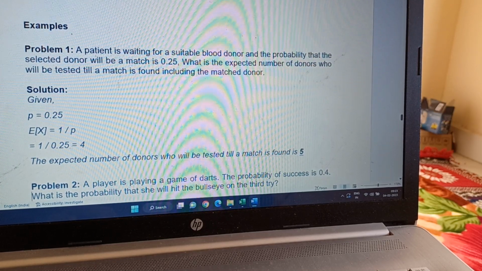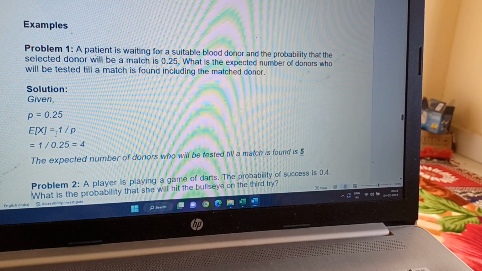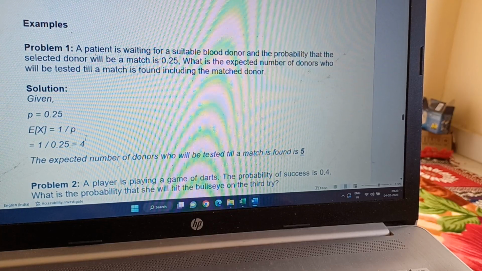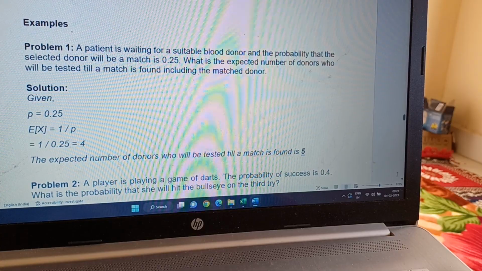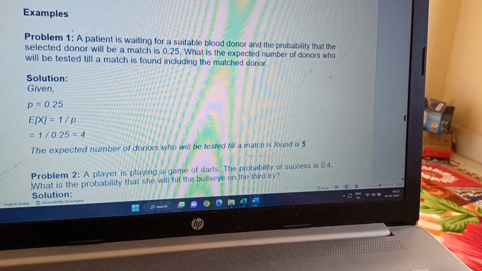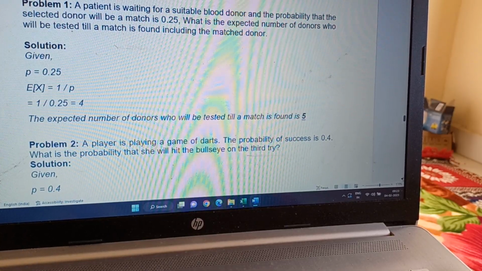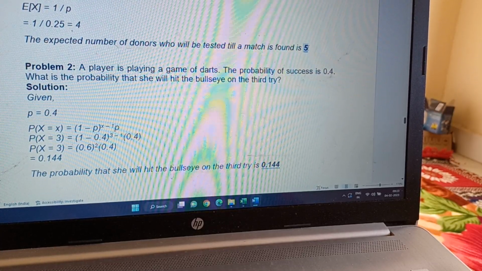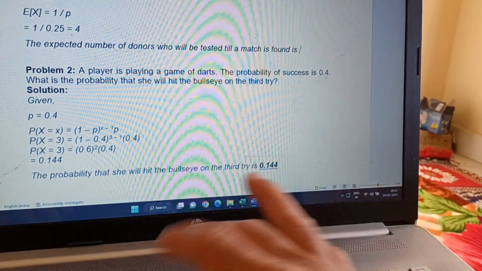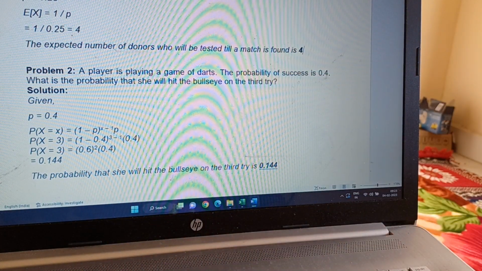So, we have p is equal to 0.25. Expectation of x is equal to 1 by 0.25, and it becomes 4. So mean is 4. That is the expected number. So the expected number of donors who will be tested till a match is found is actually 4. It was a typo error, so I make it 4.